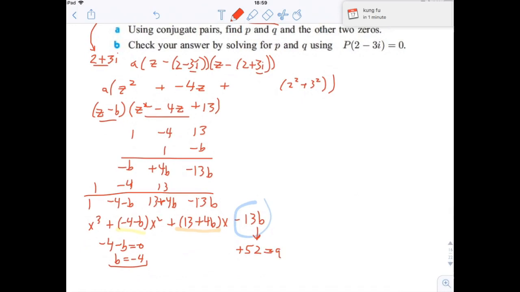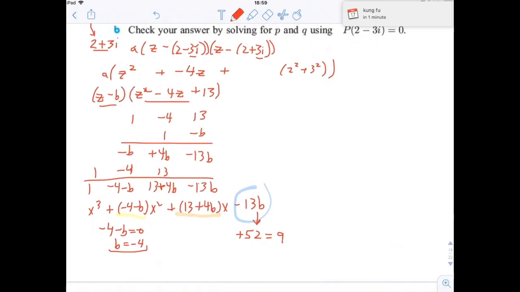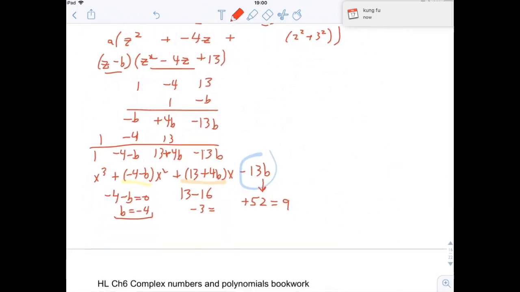Okay? Q is positive 52. And the orange coefficient, 13 plus 4b, I can figure out what that is too. It's 13 minus 16, right? Because negative 4 times 4 is negative 16, which is equal to negative 3. Negative 3 is equal to p. So now I've figured out what p is and what q is and what the other root was. It's negative 4.